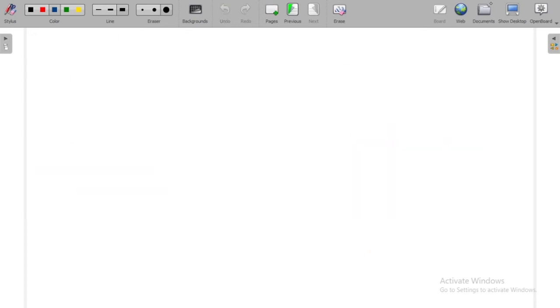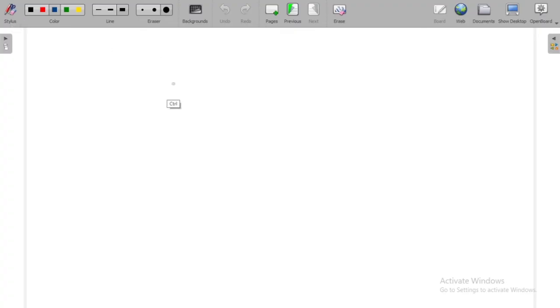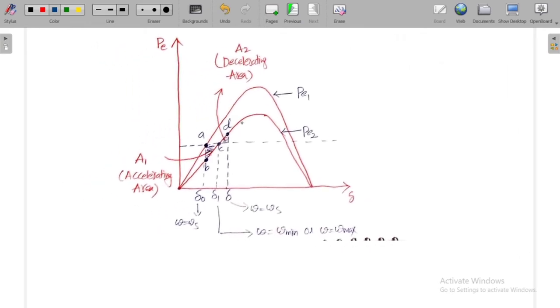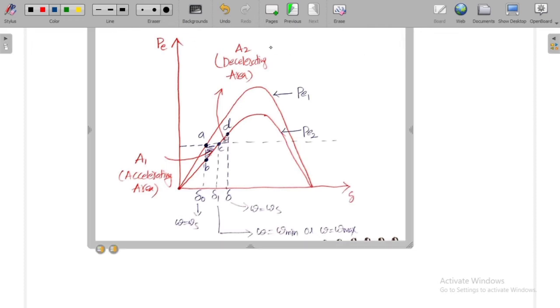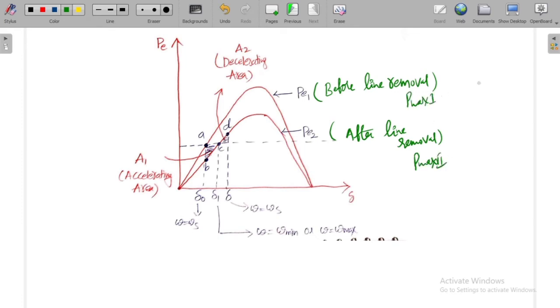Okay, let me take the help of the figure. So this is the figure from which we can understand. Observe here. Previously we have this as the curve. PE1 is the power angle curve before line removal. Now what is PE2? PE2 is the power angle curve after line removal. After line removal it has Pmax2, and before line removal Pmax1. As Pmax2 is less than Pmax1, the height of the second power angle curve is less than the height of the first power angle curve.